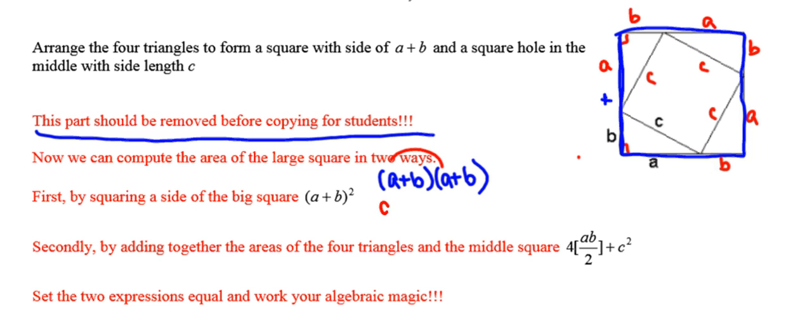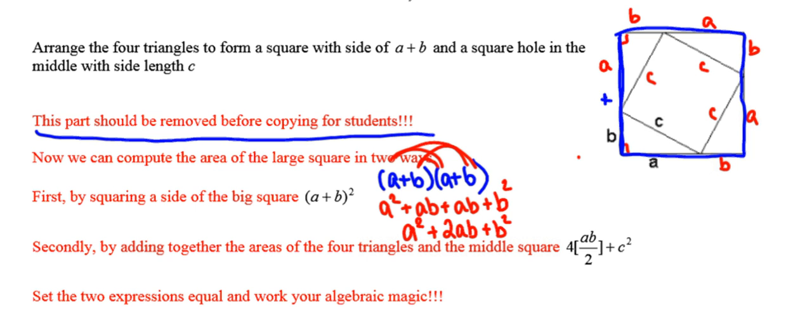A times A gives us A squared. A times B gives us A times B. B times A is the same as A times B. And B times B is B squared. So we've got A squared plus 2AB plus B squared for the area of that large blue square.